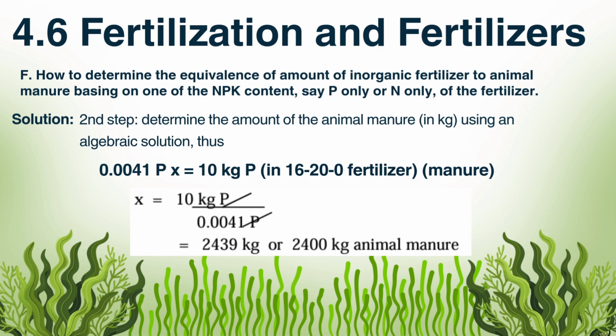So to find x, we need to divide 10 kilogram P by 0.0041 P. So the P will be cancelled. May iwan na lang yung kilogram and the answer is 2,439 kilograms or 2,400 kilograms animal manure is needed.